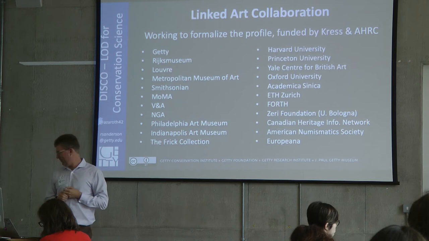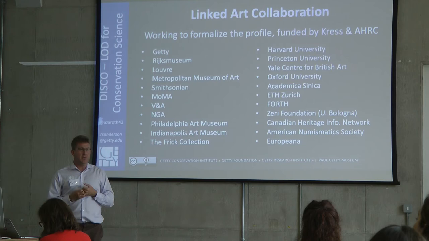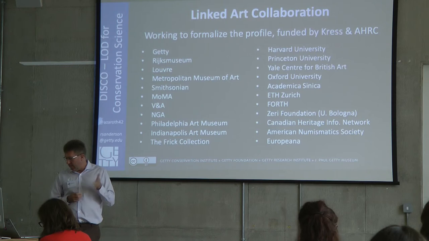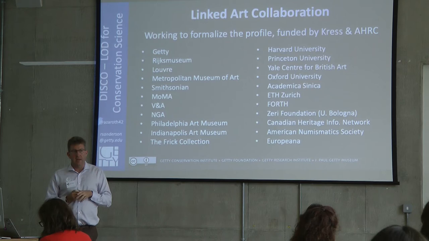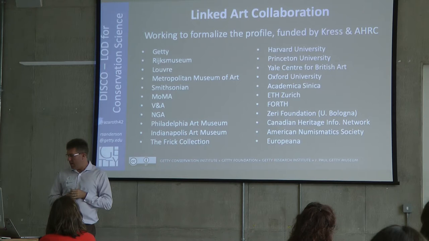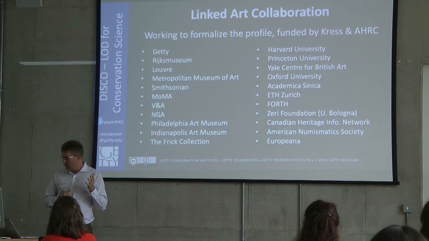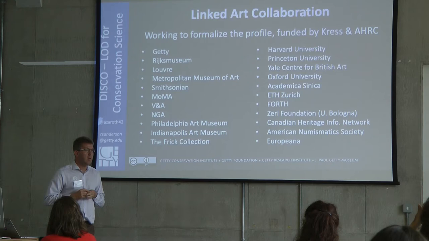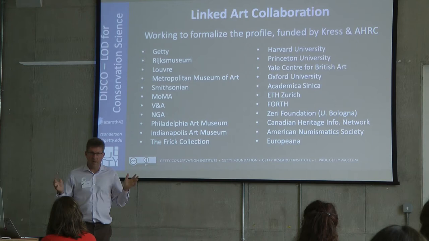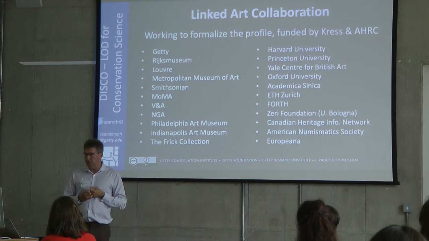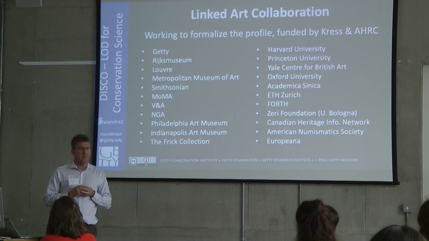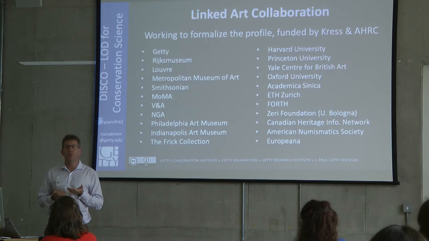On the left side are mostly museums, so Getty, Rijksmuseum, the Louvre, the Met, the Smithsonian, MoMA, V&A, the Frick, and so on. The right side are more educational institutes, research institutes, so Harvard, Princeton, Yale, Oxford, should all be well known, FORTH, of course, Zeri, and then a few networks, so the Canadian Heritage Information Network, which is very similar to Europeana here in Europe. So they aggregate information from Canadian museums, Europeana aggregates information from European cultural heritage institutions, and the American Numismatics Society. They are very far ahead in using linked data for this sort of thing, but they aggregate information about coins from within the US.